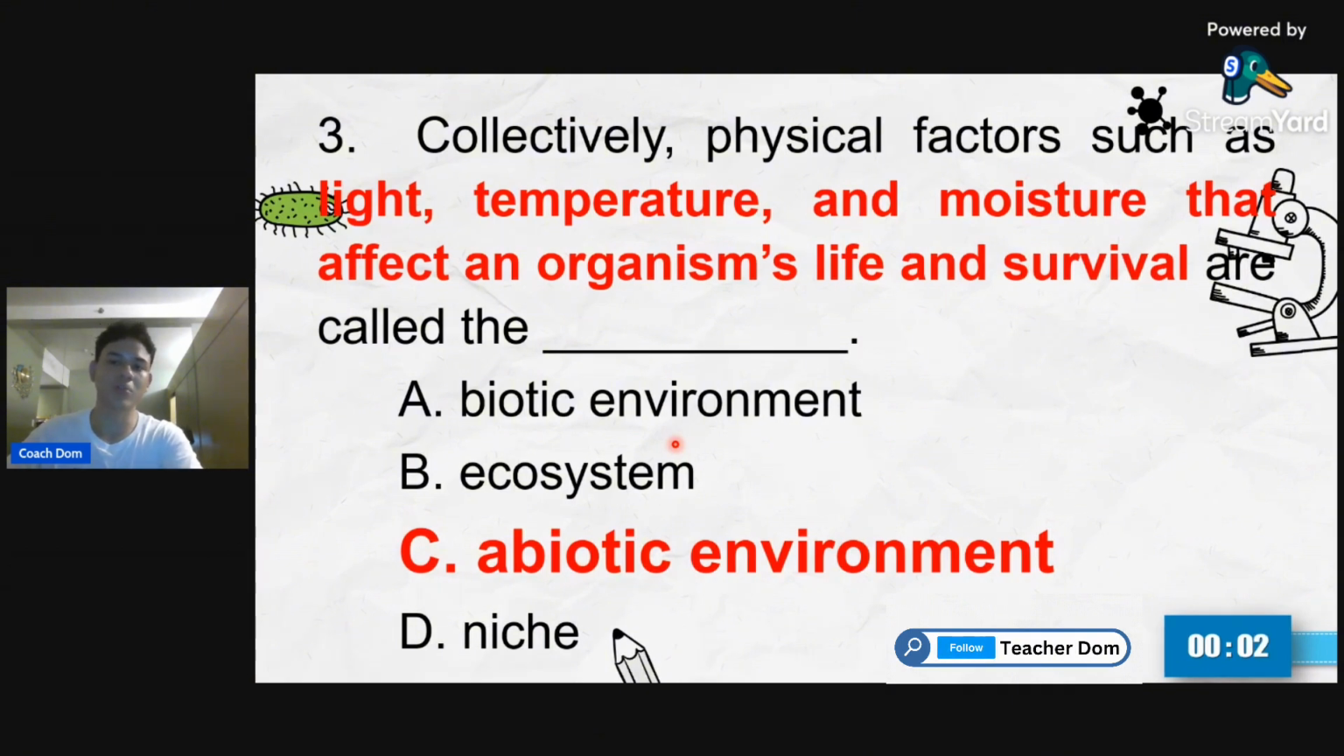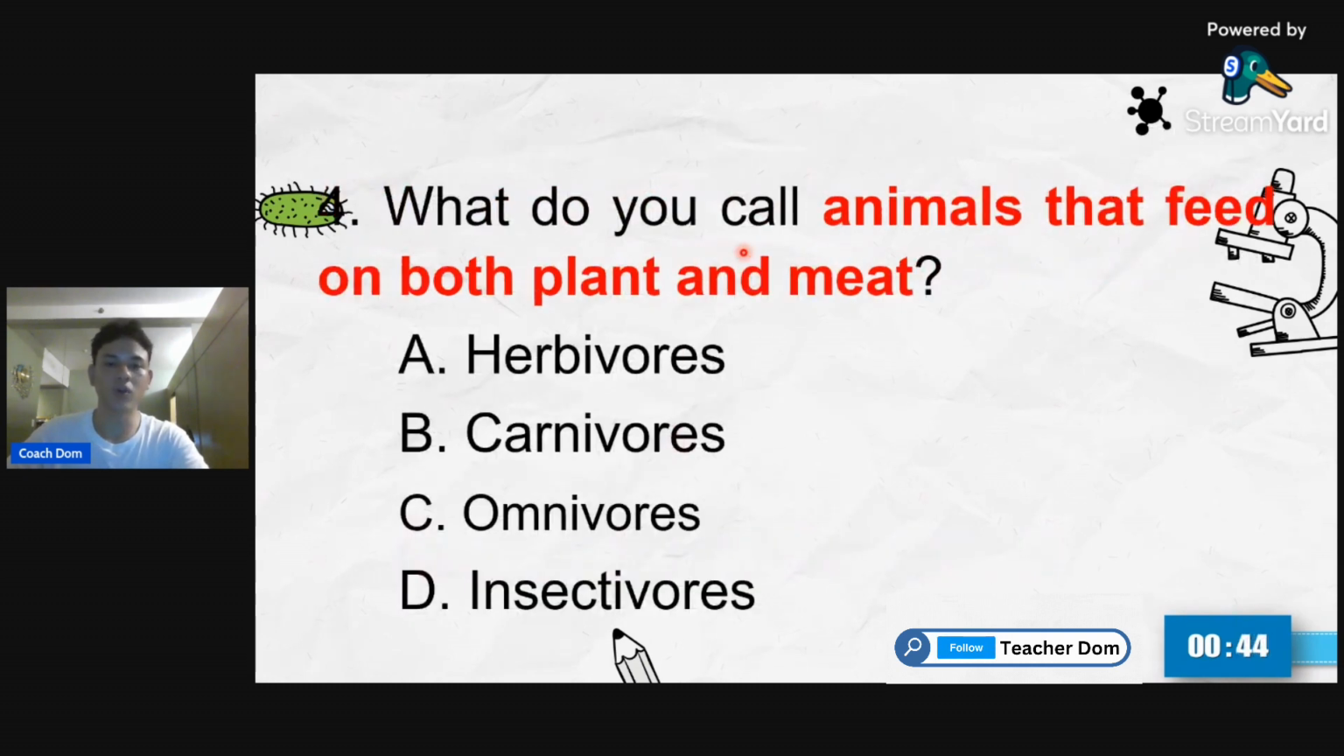Next question, question number 4. What do you call animals that feed on both plant and meat? Is it letter A, herbivores, letter B, carnivores, C, omnivores, D, insectivores? Now, yung animals natin kumakain ng plant at saka ng meat. Ano ang tawag sa kanya? Please lock in your answer for question number 4.